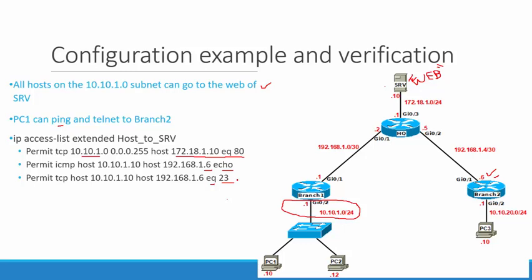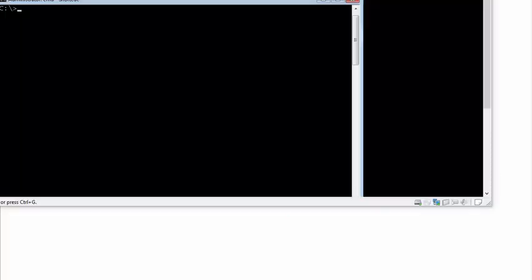Where are we going to do it? Closest to the source, so branch 1. So I'm going to bring branch 1's console over, and we'll go ahead and configure that.